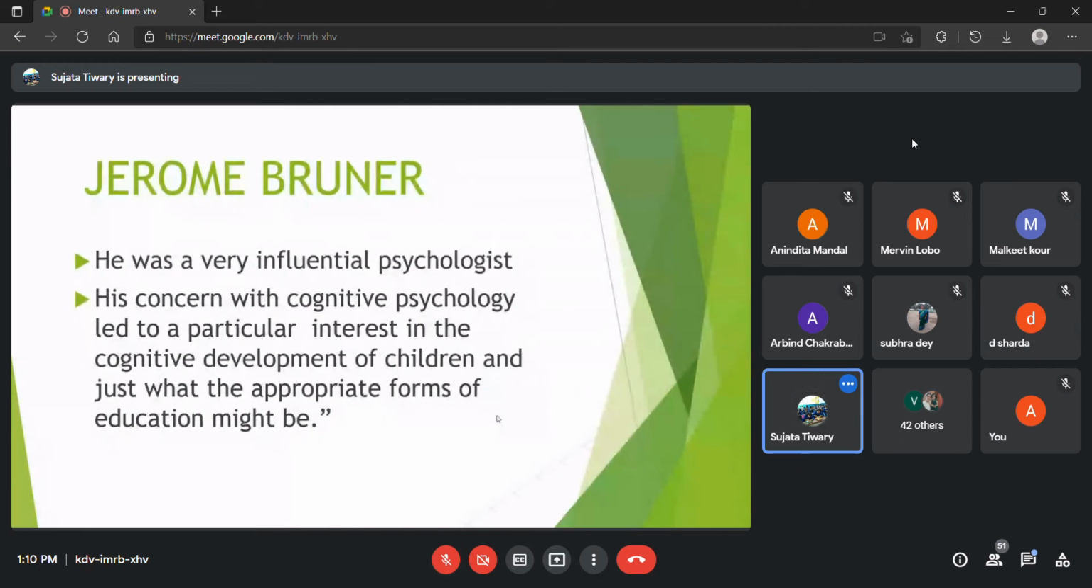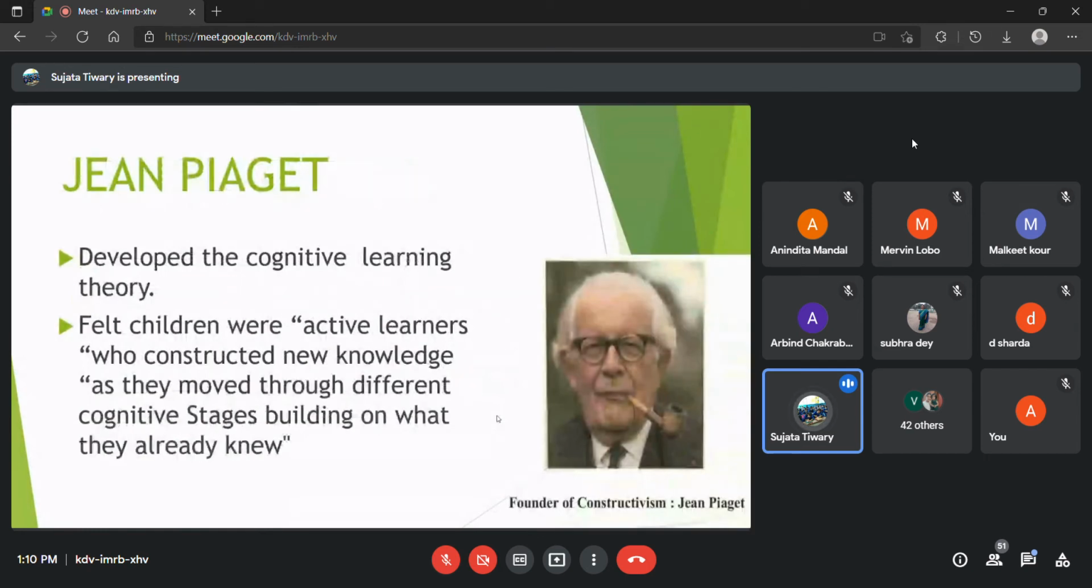Now the second, Jean Piaget. He was the founder of Constructivism. He developed the cognitive learning theory. He was a psychologist and a biologist. He worked on his own three children, and gave this cognitive learning theory.